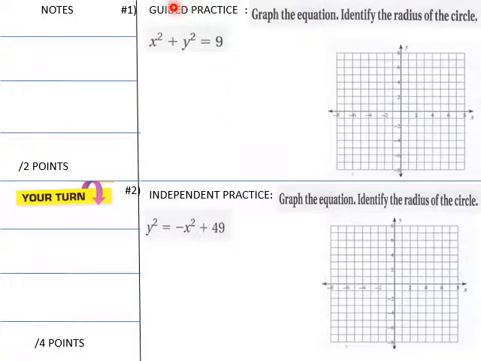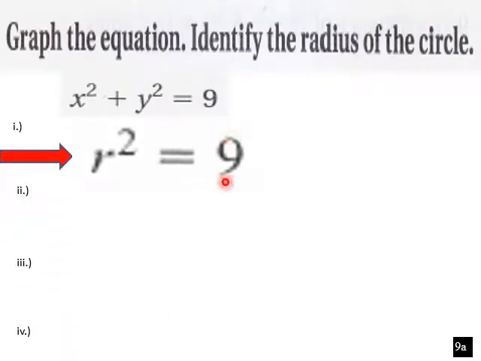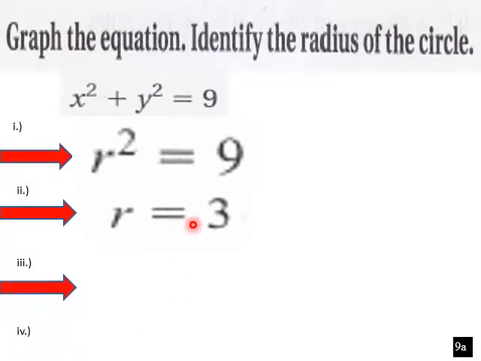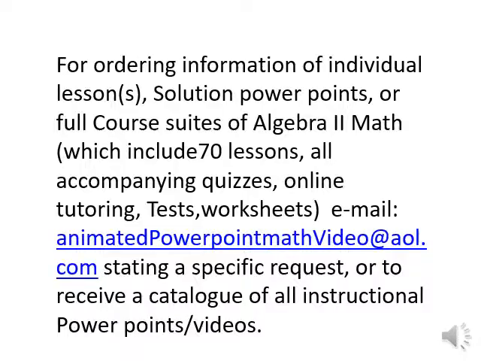Okay, now students, we're going to graph the equation and identify the radius. Students, this is your independent practice. Graph the equation and identify the radius of the circle. For this one, r squared would equal 9, so r would equal 3. We're centered at the origin, so we just sketch it in like that. And that's part 1 of lesson 8.3.